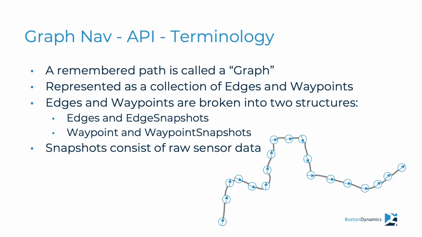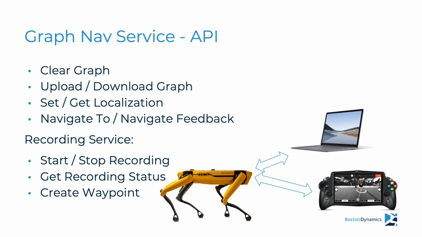Armed with that information, let's take a look at the structure of the API. So we represent a path through the world as a graph that consists of waypoints and edges. Okay? Waypoints are spots in the world. They have sensor data associated with them, and edges connect them all together. GraphNav runs on board the robot, and there are several different methods that clients can call to interact with GraphNav. First and foremost is clear graph. So you can tell GraphNav, hey, whatever path that you're currently thinking about, forget it.